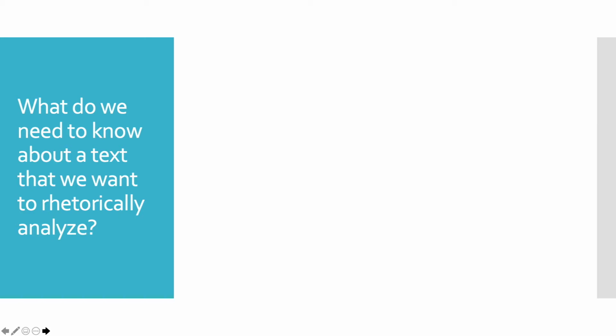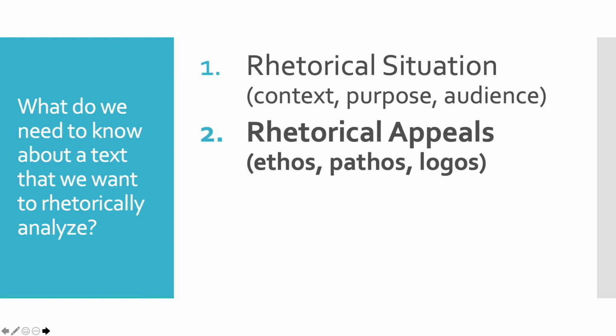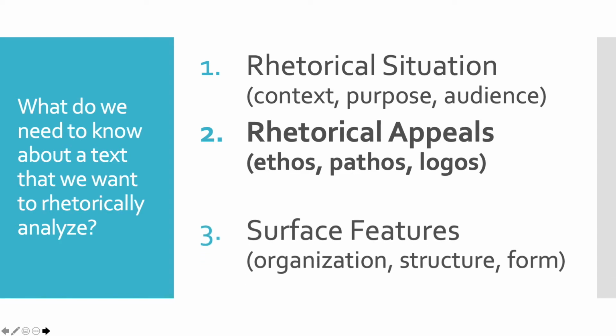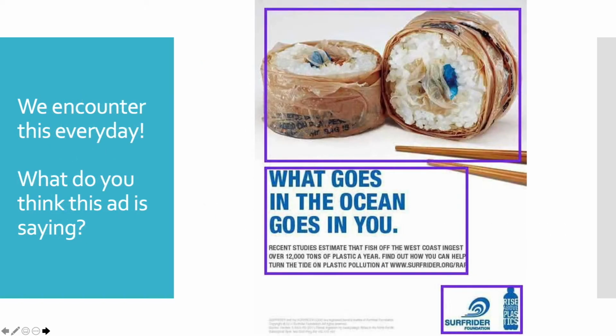So let's think about now, what do we need to know about a text that we want to rhetorically analyze? The first thing we talked about was the rhetorical situation. Let's talk about the appeals next, and then we'll move quickly into the surface features. So the rhetorical appeals, we encounter this stuff every day, right? When we look at anything, when we read anything, when we engage in anything, there is something that we walk away with. It's appealing to different things.